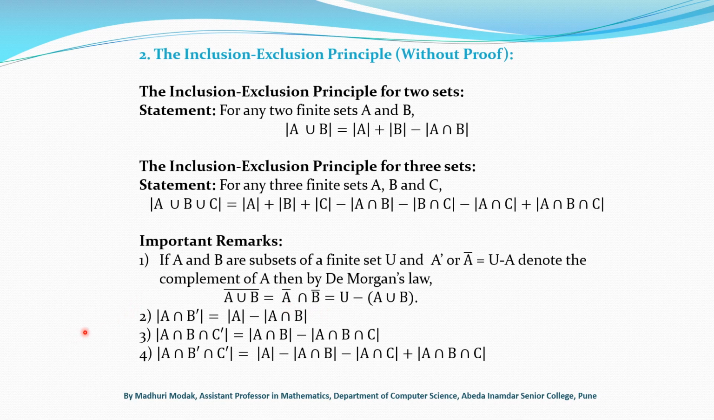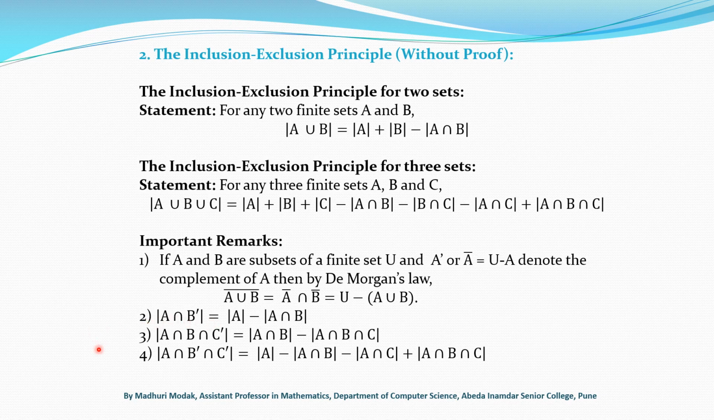Now cardinality of A intersection B dash is equal to cardinality of A minus cardinality of A intersection B. Now what is actually cardinality of A intersection B dash? It is nothing but number of elements in A which are not in B, because here we are taking B complement. So how many elements are there which are in A but not in B? That is cardinality of A minus cardinality of A intersection B.